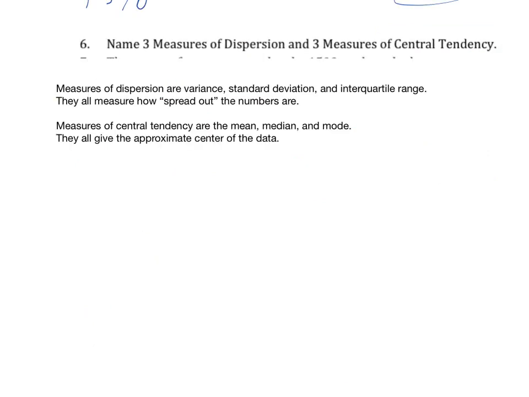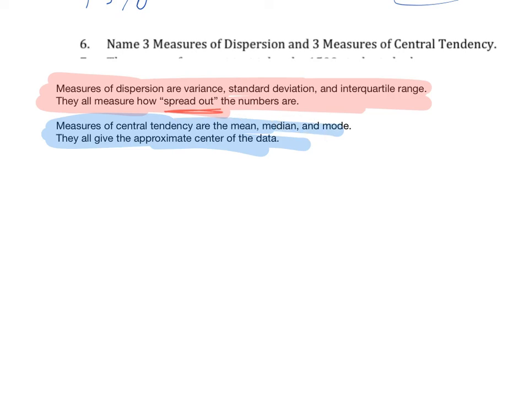Problem number 6, name the 3 measures of dispersion and the 3 measures of central tendency. Well, in statistics, the 3 measures of dispersion are the variance, the standard deviation, and the interquartile range. The measures of dispersion measure how spread out the numbers are. The 3 measures of central tendency in statistics are the mean, the median, and the mode, and they all give the approximate center of the data.